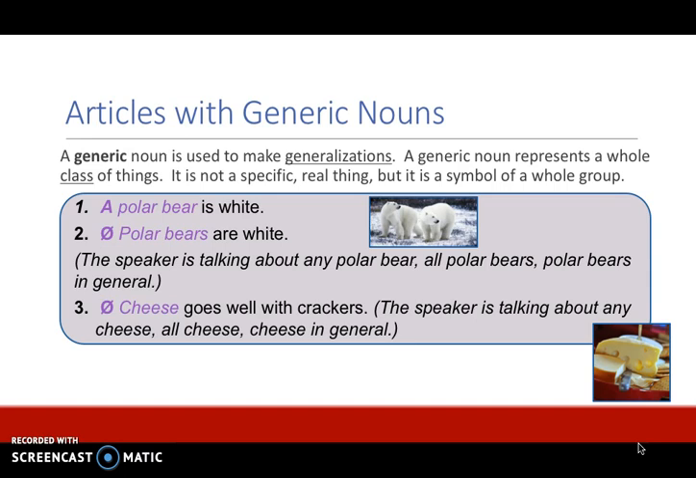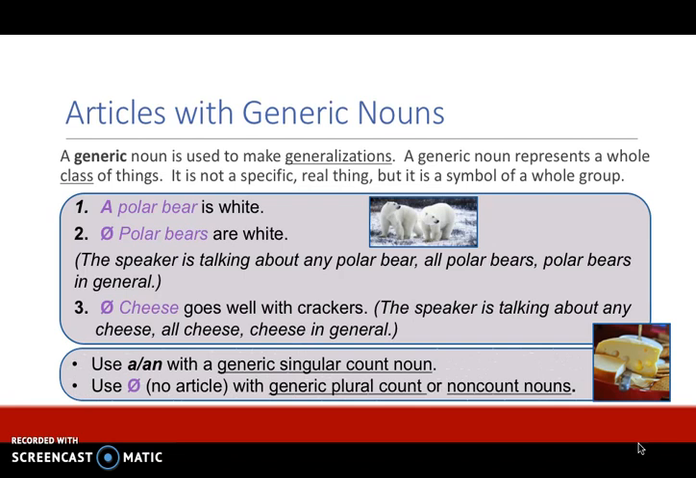Number 3, cheese goes well with crackers. So in this example, the speaker is talking about any cheese, all cheese, cheese in general. The speaker is not only talking about one piece of cheese or one type of cheese or any specific amount of cheese.